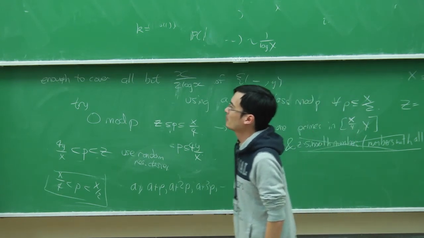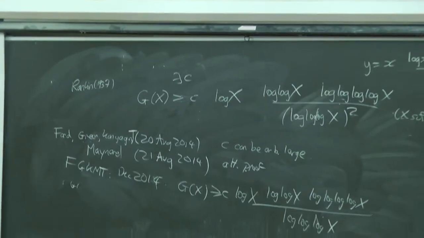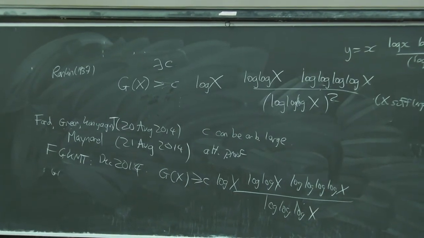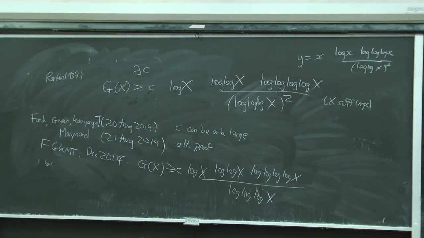So the reason why Ben and I got involved in this is that Kevin Ford and Sergei Konyagin were working on this problem, and they suddenly realized that they needed people who knew how to find progressions in primes. And Ben and I actually had a theorem about that.